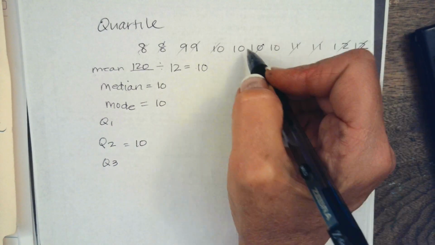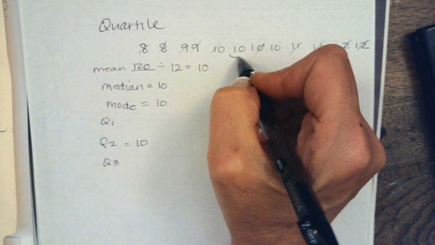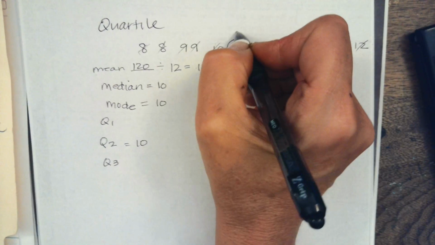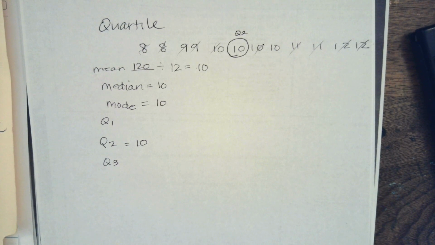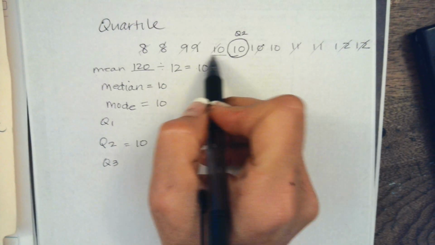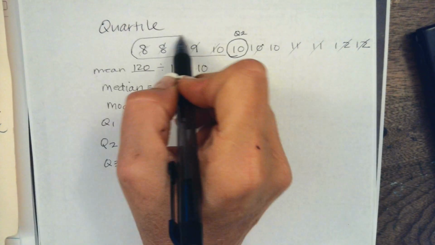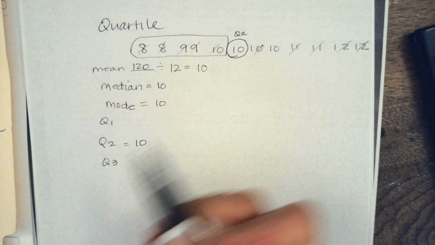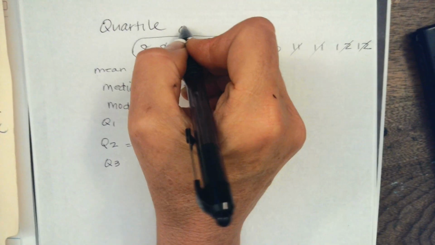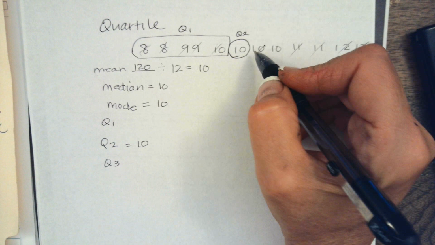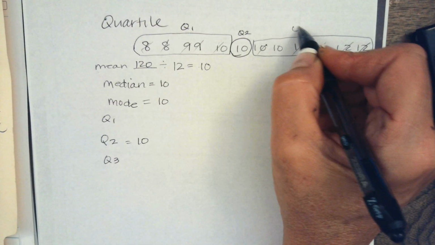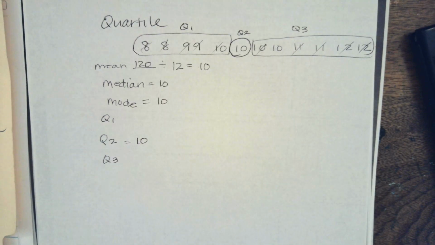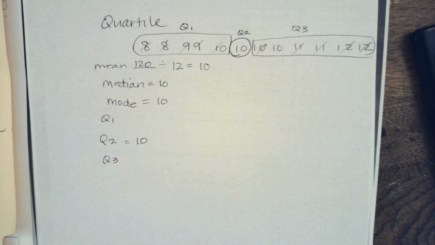So, here's how you figure it out. You circle Q2, that is our median. Then you now take this set of data. This whole thing is how we're going to find Q1. So this whole thing is not Q1, it's how we figure it out. And this whole thing is how we figure out Q3. So I'm just going to label it like that. It's very helpful for me to do it that way.